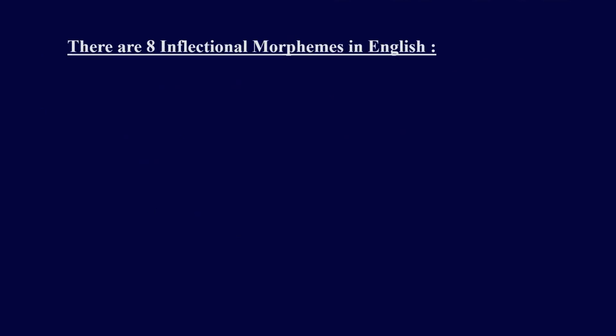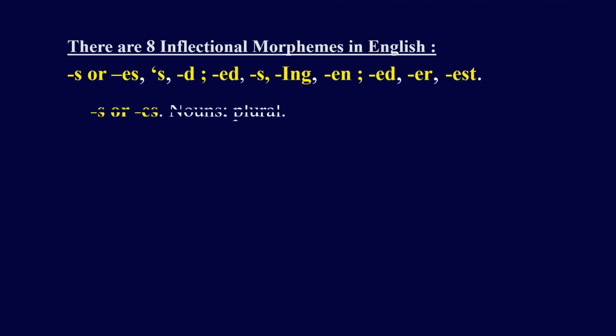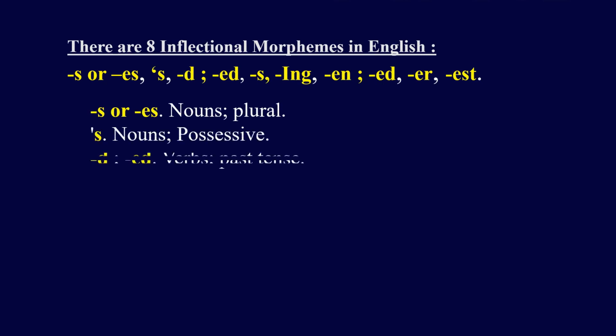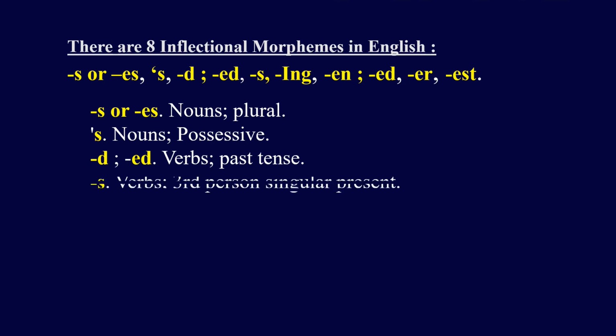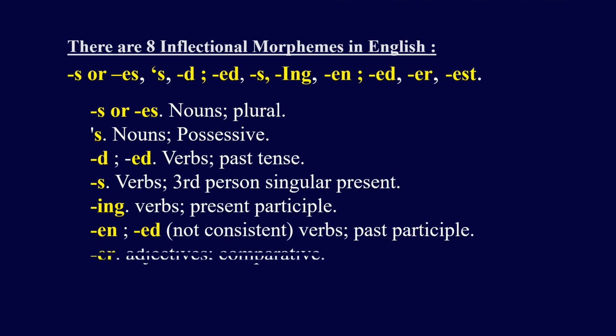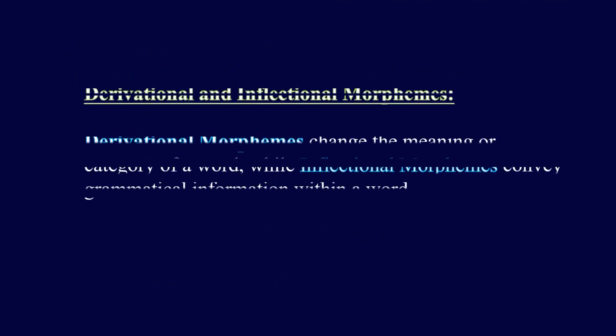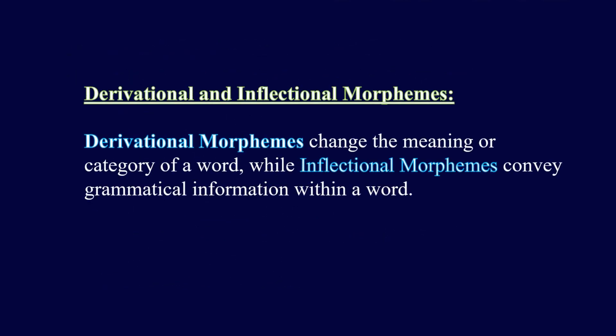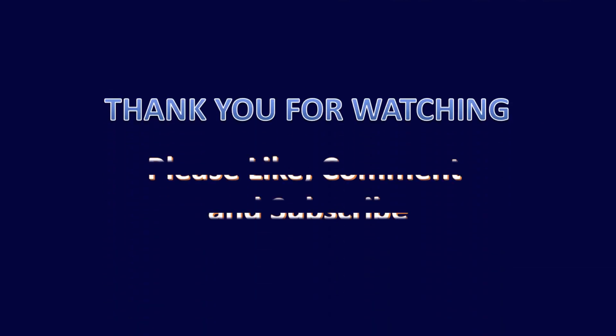There are 8 inflectional morphemes in English. First, s or es, second, 's, third, d and ed, next, s, ing, n and ed, next, er, and last est. So these are the 8 inflectional morphemes in English. In short, derivational morphemes change the meaning or category of a word, while inflectional morphemes convey grammatical information within a word.